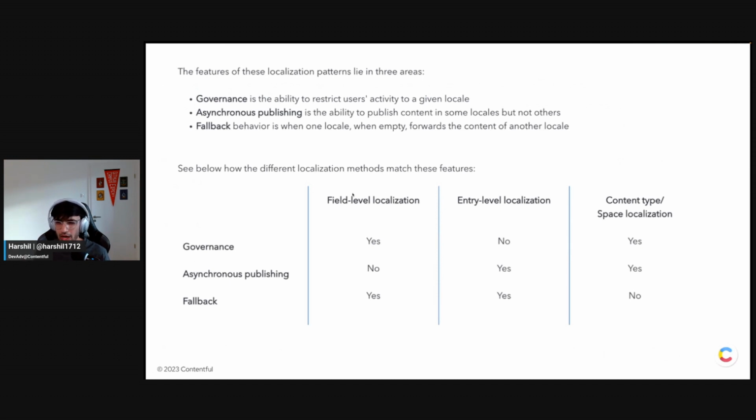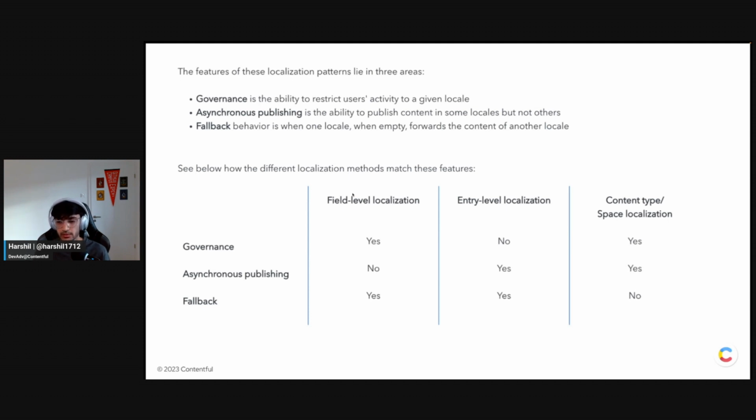Now, based on how you are approaching localization, there are three important things that you need to take into consideration. First is the governance: how, or who, has the ability to add content or manage the content for that particular localization. Then there is asynchronous publishing. Will you be able to publish the content even if the information is not present in one single locale? That is something else you need to consider.